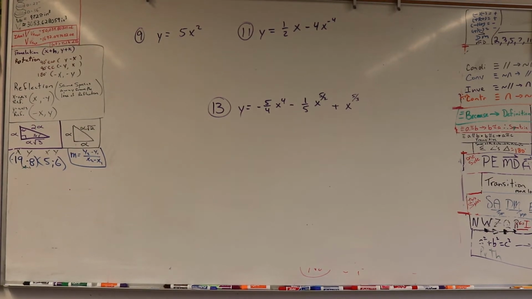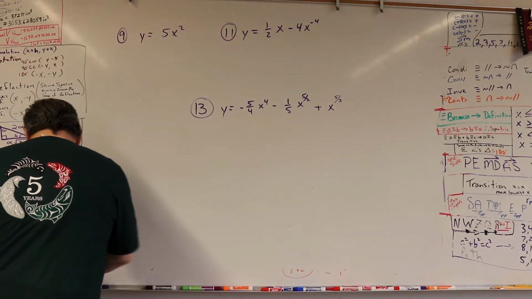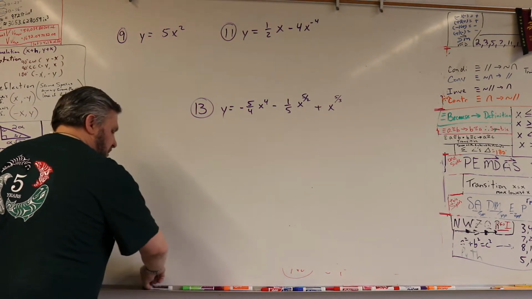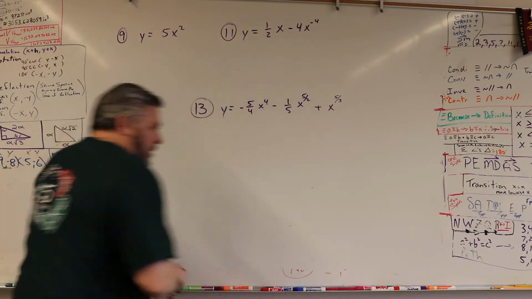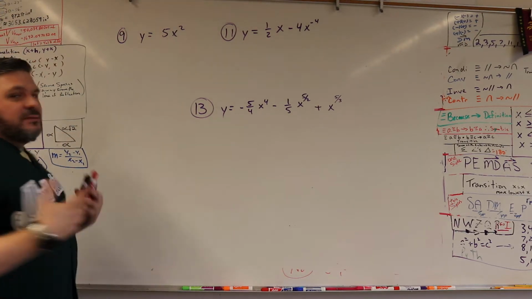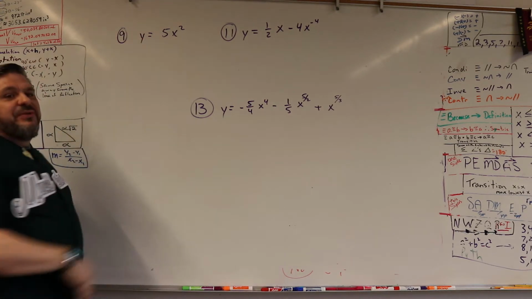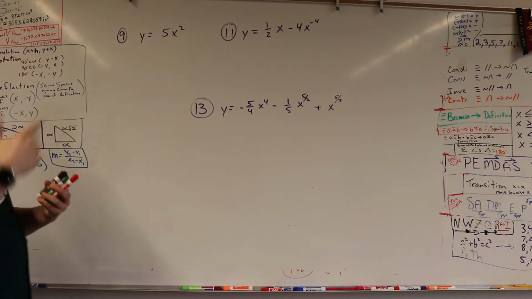All right, so here we go. Number 9, 11, and 13. We want to try to do the best we can. So, just derivatives. You remember them, right? If I want to take a derivative of this, right?